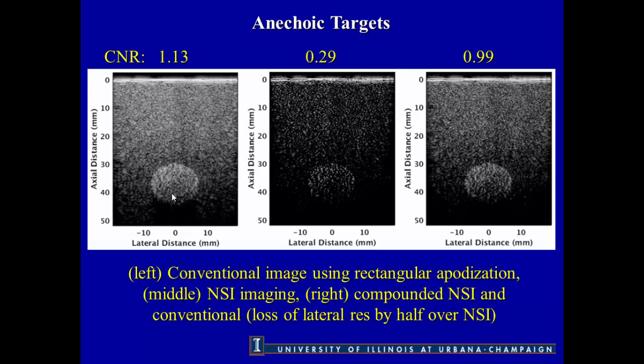We do the naive compounding where we just average the two together again, and we get some of that back, but still not as good as what we would get with just your conventional technique. So there are some diagnostic tests that maybe this NSI works well for, and others that maybe more work needs to be done, right?